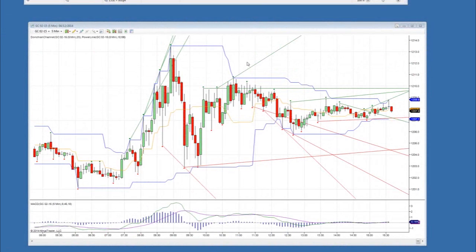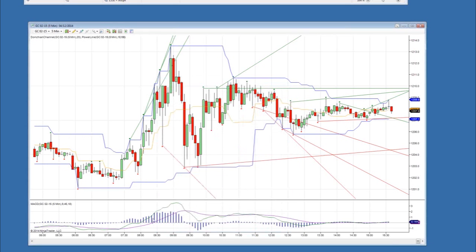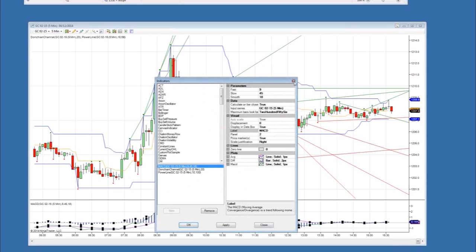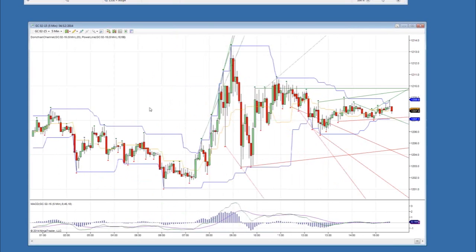So what's next? Down-chain channel is something I use. Power lines I use. What is the footprint and how do we use it? The indicator setting is 20. Down-chain channel setting is 20. MACD is 9, 45, 18. Email me and I can send you a lot of different information about the trading channels that we have. Just email me if you miss something.